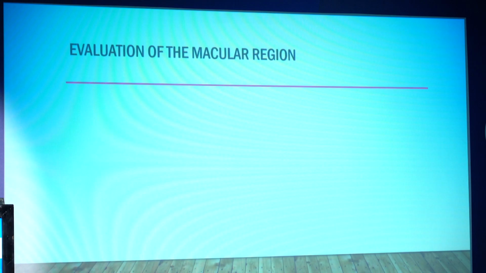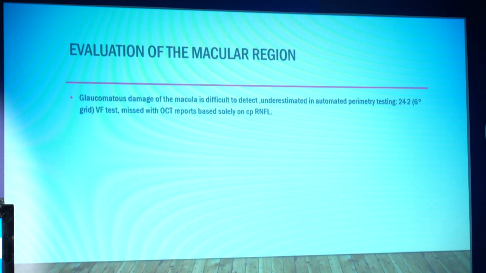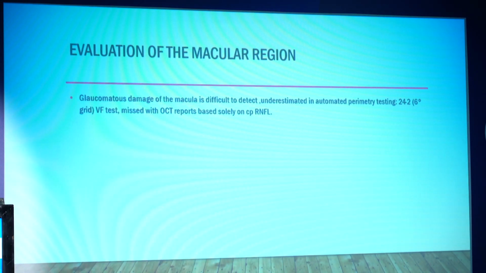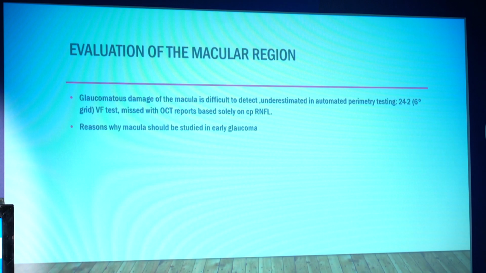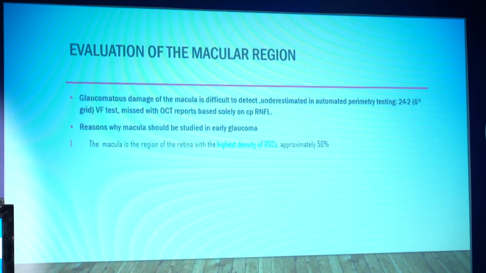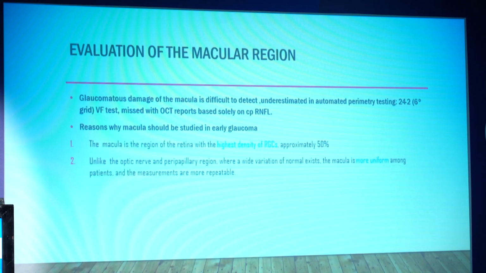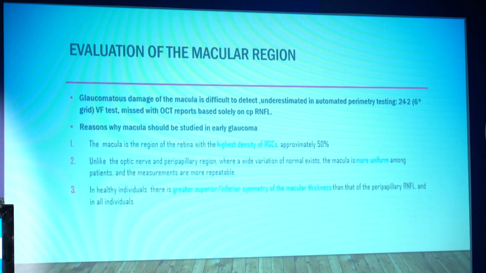Next, moving to the evaluation of the macular region. Glaucomatous damage of the macula is difficult to detect on automated perimetry. It's often missed in evaluation of OCT when you're just looking at the circumpapillary RNFL. So, why should we study the macula? Because it has the maximum quantity of the RGCs, almost 50%. Then, unlike the optic nerve and peripapillary region, the macula is comparatively uniform between patients and the measurements are more repeatable. In healthy individuals there is also less superior-inferior asymmetry, and there is less impact of blood vessels in the macular area compared with the RNFL.